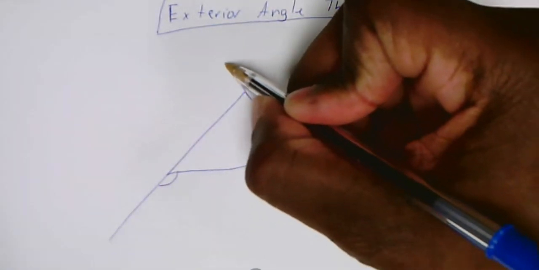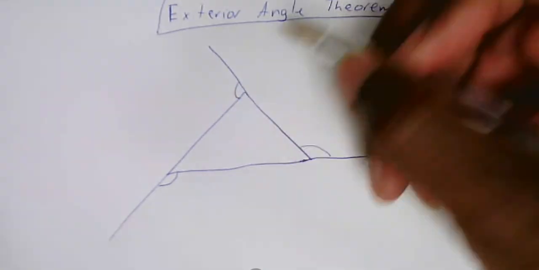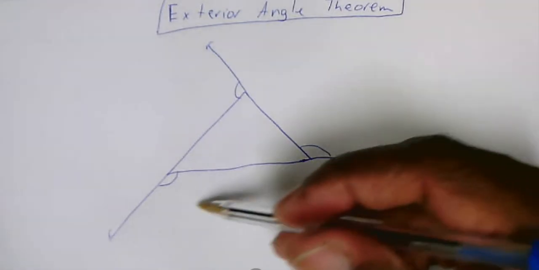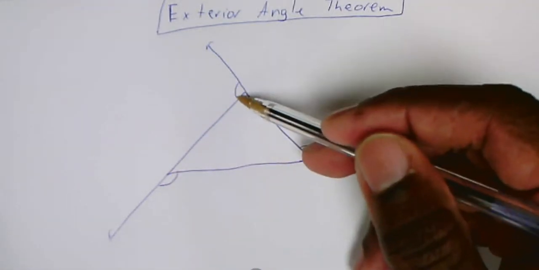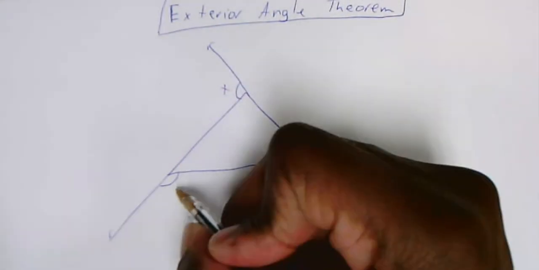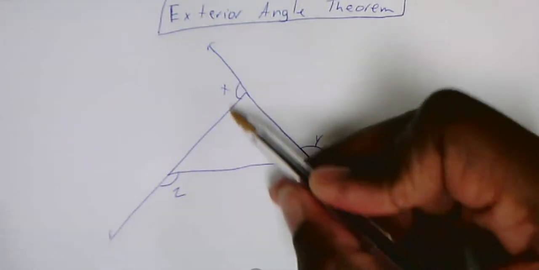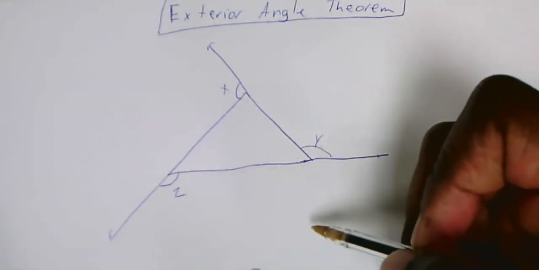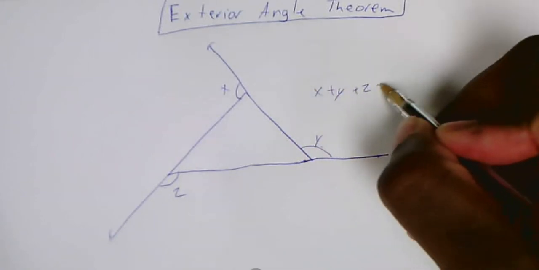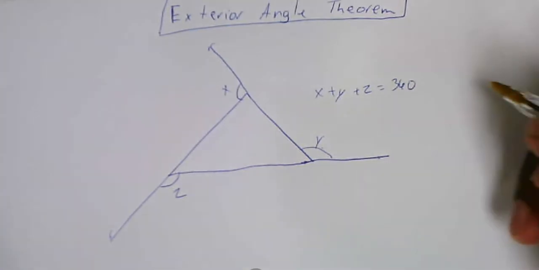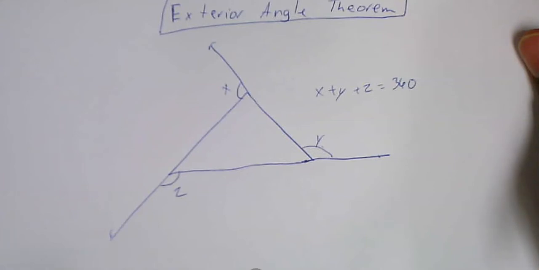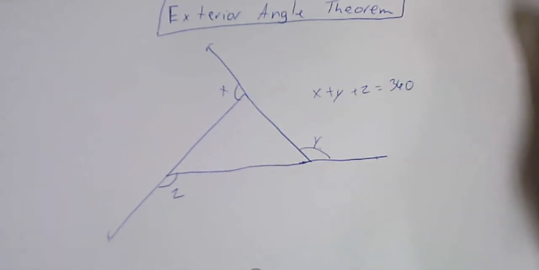And just for the record, all three of those sides extended, going this direction, going clockwise, each one has an exterior angle there. If this is X, if this angle is Y, if this angle is Z, then all the exterior angles of that triangle added together would be 360. X plus Y plus Z equals 360 degrees. So the sum of the exterior angles of any triangle adds to be 360.